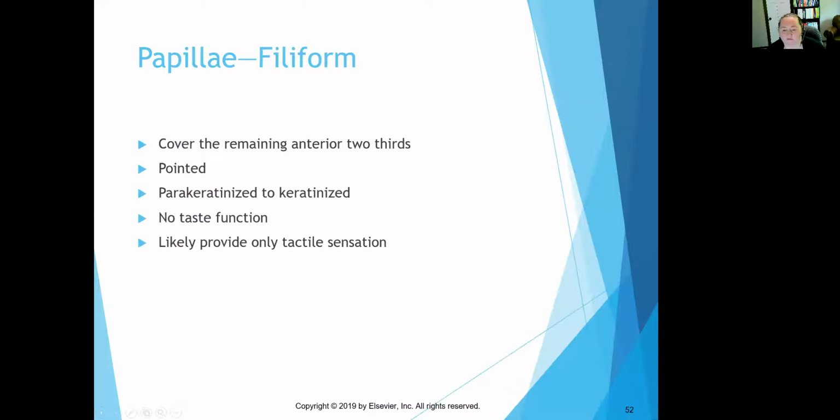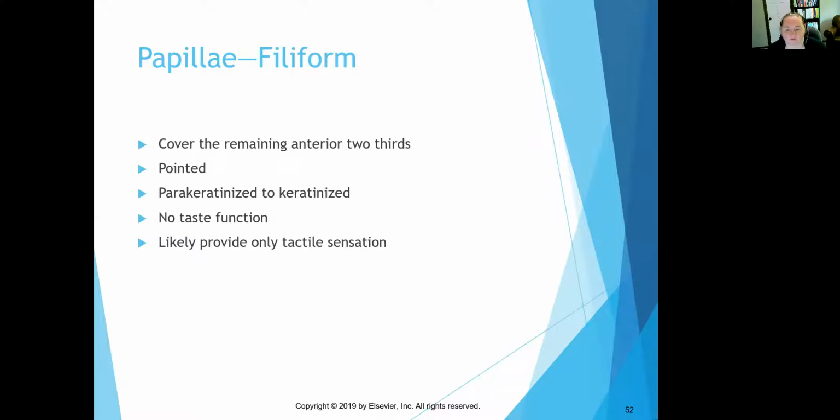are filiform, the covering of the remainder of the anterior 2/3 of the tongue. They are pointed, keratinized, parakeratinized to keratinized. The filiform, although they're all over the tongue, actually have no function in tasting. So you think that your whole tongue is tasting it? It's not. It's generally the circumvallate or the vallate papilla and the fungiform papilla.